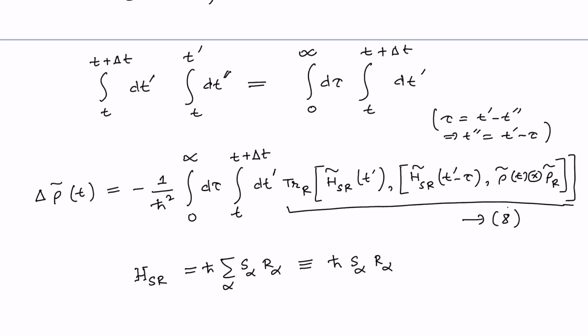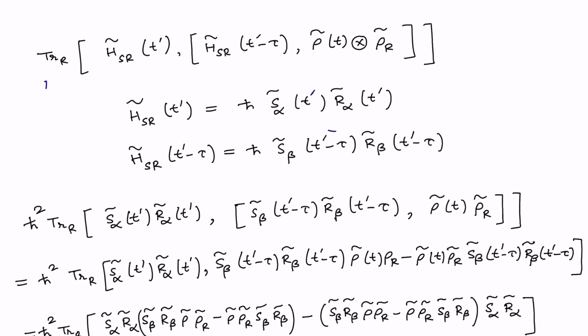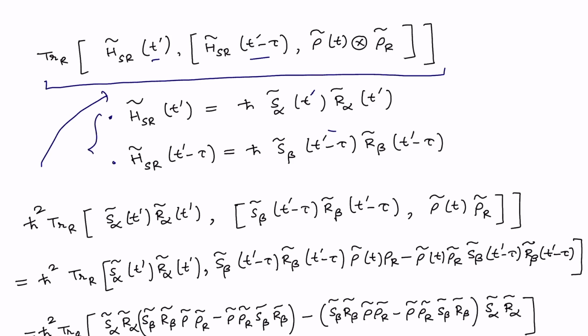Now let me take you through the steps quickly towards the derivation of the quantum master equation. As a first step, as we are looking into the integrand expression, here we have the system reservoir Hamiltonian at time t dash and t dash minus tau, and these two terms we can write as a sum of the product of the system operator and the reservoir operator. Now putting these two expressions here and expanding, this is the one that we are going to get.